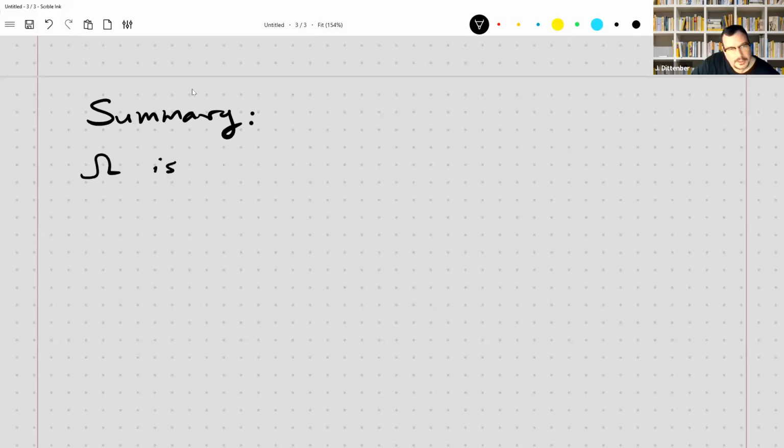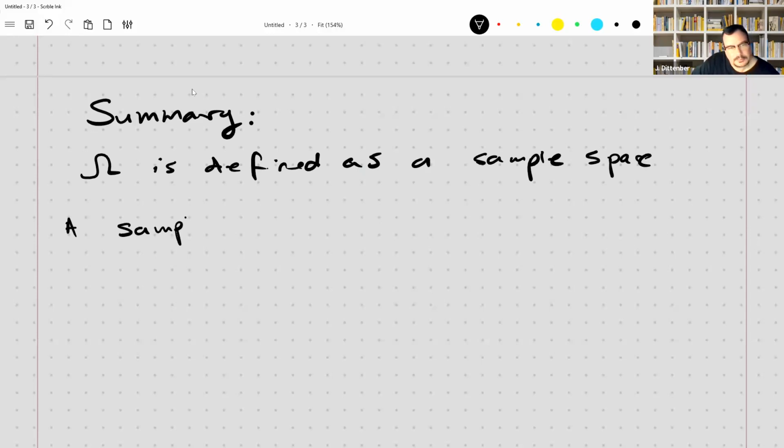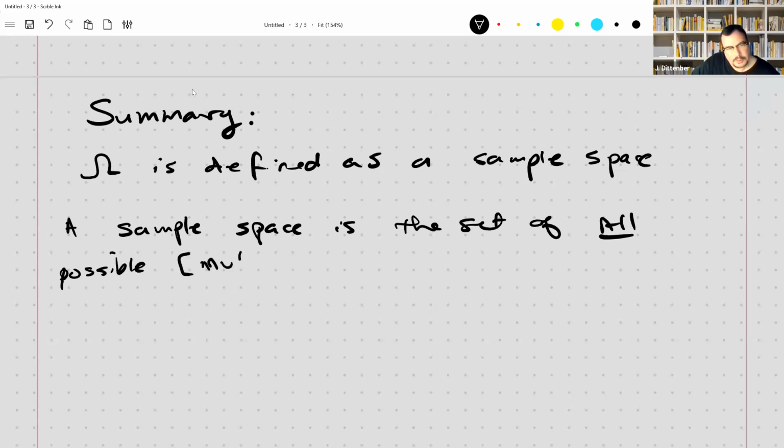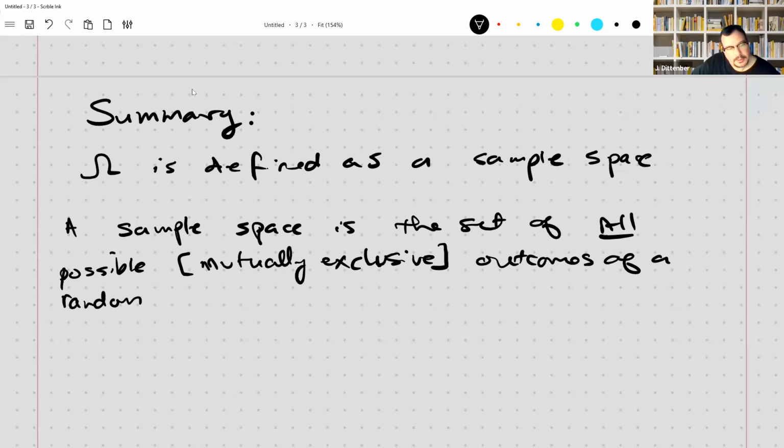So omega is defined as a sample space. Okay, and some people use S for sample space. A sample space is the set of all possible, and we could put in brackets here, mutually exclusive outcomes of a random experiment. And we know what a random experiment is.